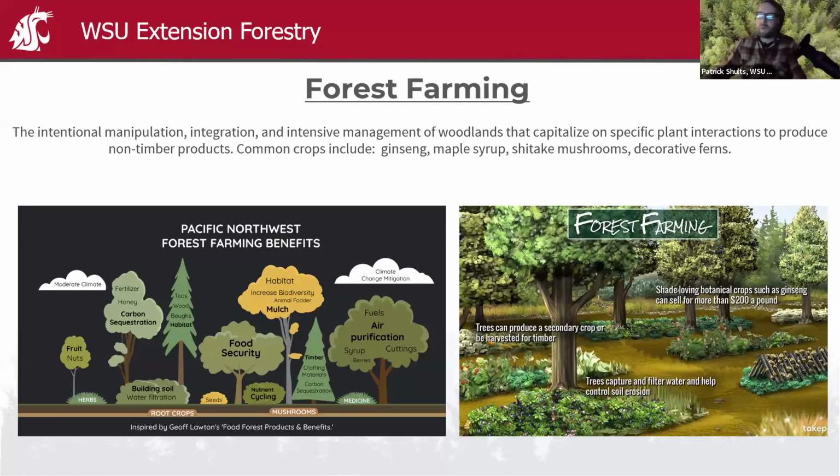All right, the final practice is forest farming. This one's my favorite, probably just because I'm a forester. But I find this one really interesting, and I think there's a lot of potential here. I have the definition there, but what I essentially call this is growing shade tolerant, often very high value products under the canopy of a forest. Common examples include ginseng, maple syrup, shiitake, decorative ferns, but there's really a whole wide array of different things that can be grown, and some that we don't know about yet too, that could be grown in a forest.